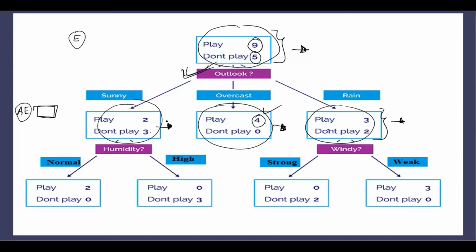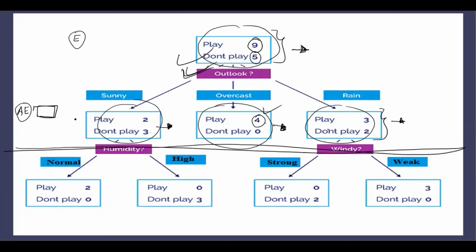Taking outlook. Then you take humidity. We are not considering this now. Only up to one level. From this level to this level we are trying now. So we have taken outlook now. Suppose we have taken outlook, we found how much entropy is decreasing using one algorithm, not 2 algorithms, only one algorithm. Then what we'll do is, instead of outlook, we'll take humidity.